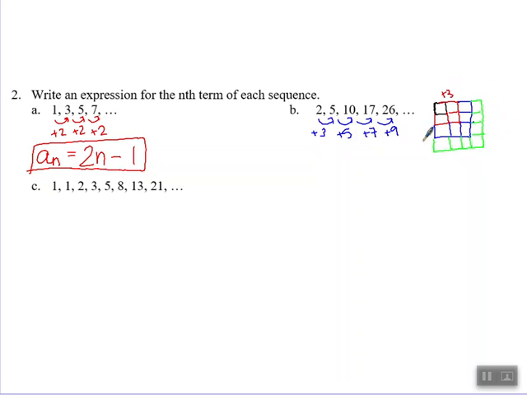So I added 3, then I added 5, then I added 7. So anytime you are adding consecutive odd numbers in a sequence, that's a clue that you are going to be looking for perfect squares. So if we think about our perfect squares, that's 1, 4, 9, 16, 25. All of these numbers that we have are one more than the perfect squares. So our expression is going to be a sub n equals n squared plus 1.